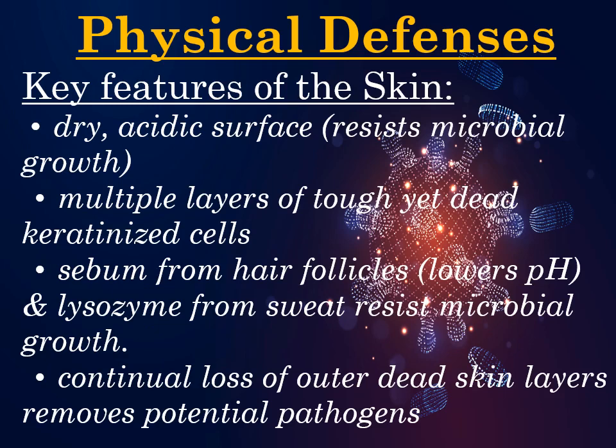The first and foremost physical defense is our skin, by which our whole body is covered. Our skin is the first physical barrier that prevents our inner cells and muscles from dust and harmful pathogens attacking our body. Some key features of skin that make it defensive are its dry acidic surface and multiple layers of tough yet dead keratinized cells which resist the growth of microbes.